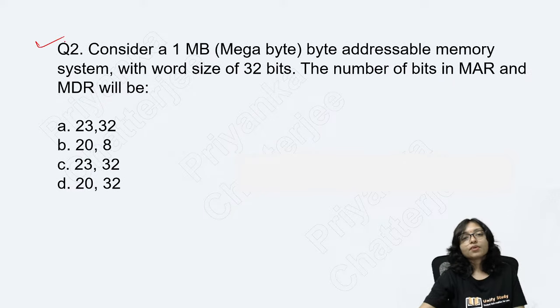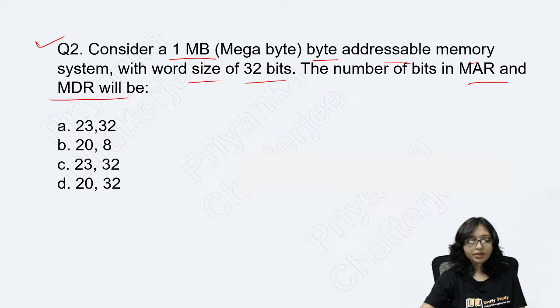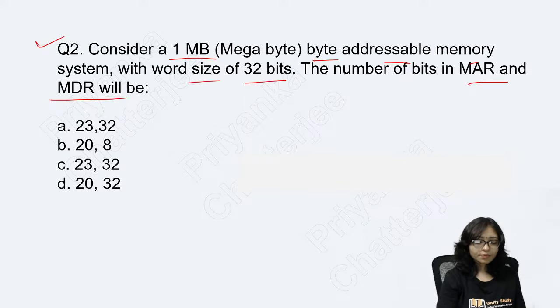So now tell me, what will be the answer for this one? Consider a 1 MB byte addressable memory system with word size 32 bit. The number of bits in MAR and MDR will be what? What will be the answer? MAR and MBR: memory address register, memory buffer register. What will be the answer?